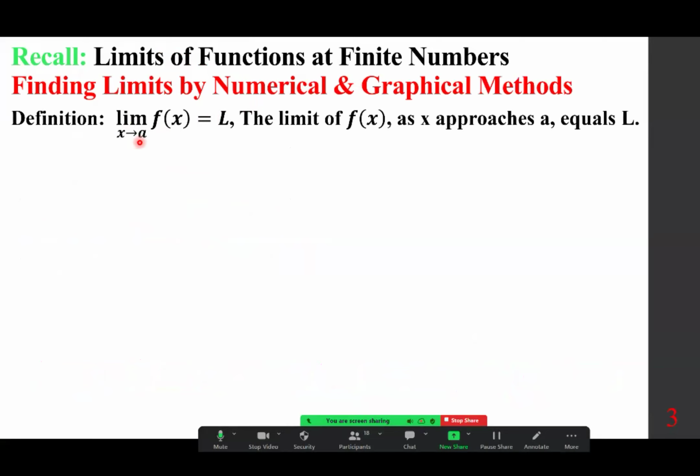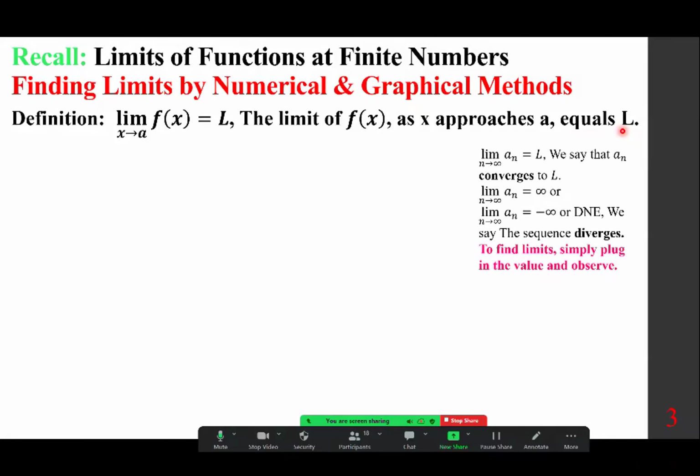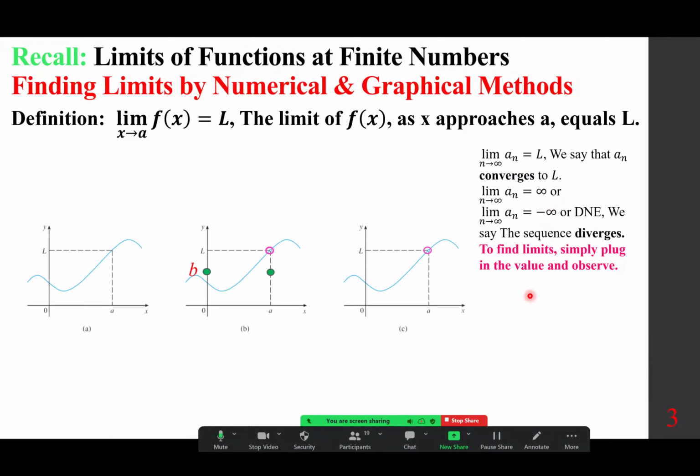Definition, limit of f of x as x approaches a equals L, the same writing as here. Limit of a sub n as n approaches infinity is L. We say that a sub n converges to L. If this limit is infinity, negative infinity, or DNE does not exist, we say the sequence diverges. And to find limits, simply plug in the value and observe.